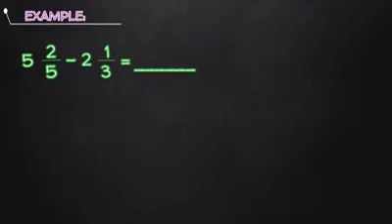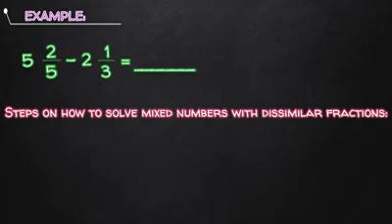Example. 5 and 2/5 minus 2 and 1/3 equals blank. Here is how to solve mixed numbers with dissimilar fractions.